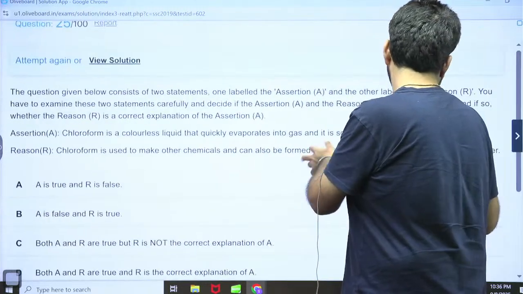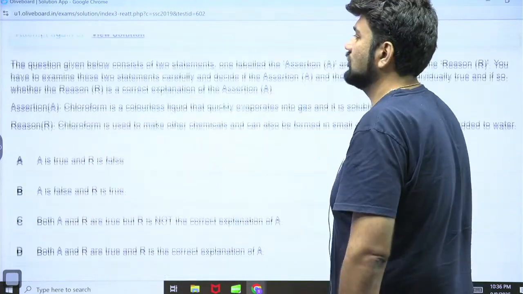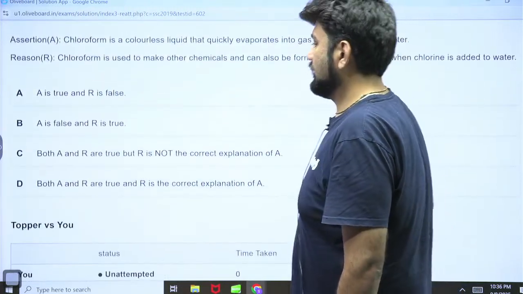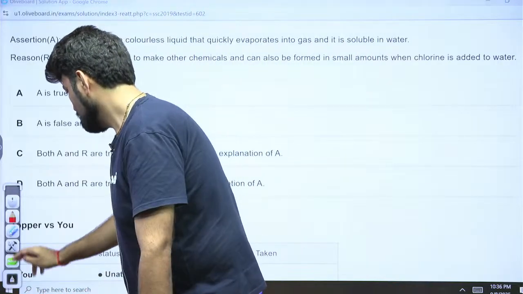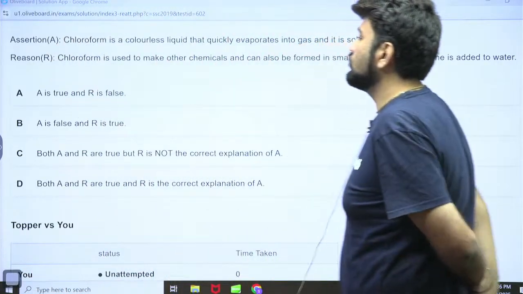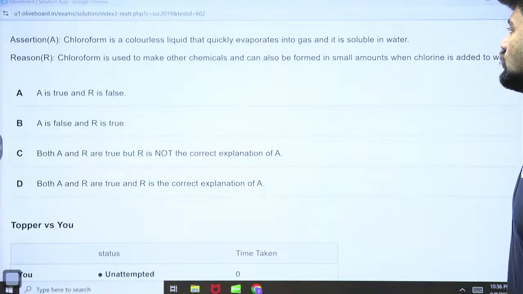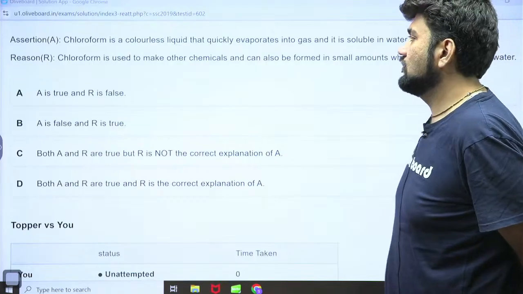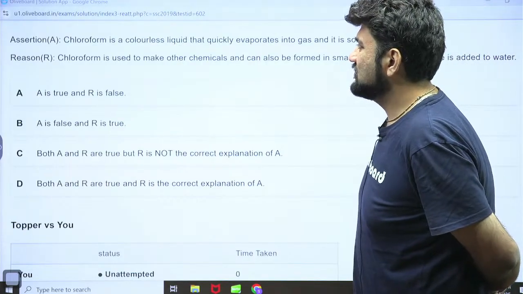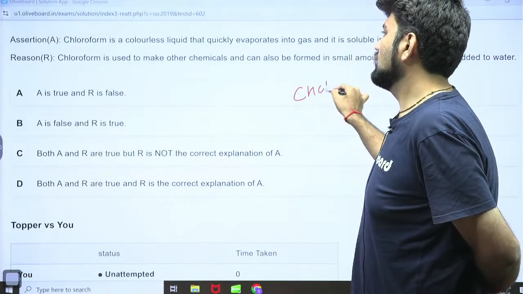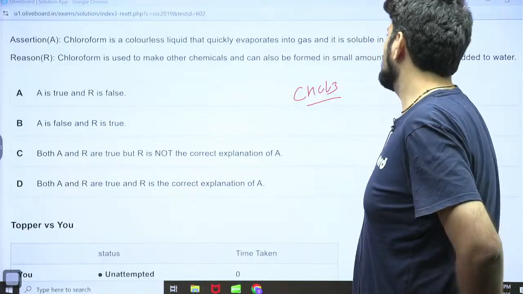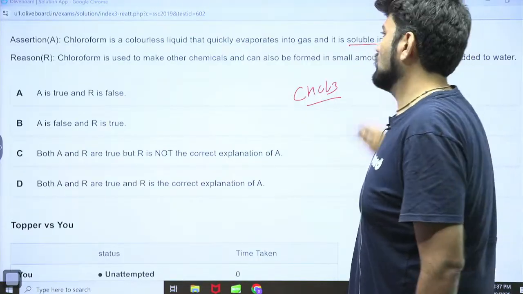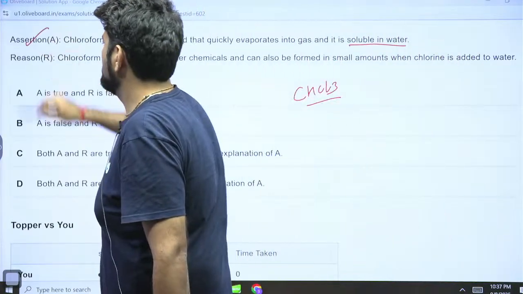Assertion reason. Okay. Chloroform is a colorless liquid that quickly evaporates into gas and is soluble in water. CHCl3, colorless liquid quickly evaporates into gas and soluble in water. Yes, but it is partially soluble in water. Okay, assertion seems to be correct.